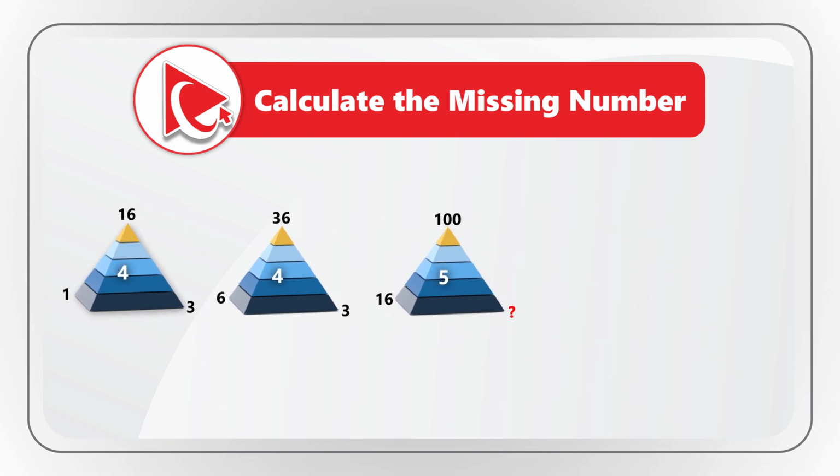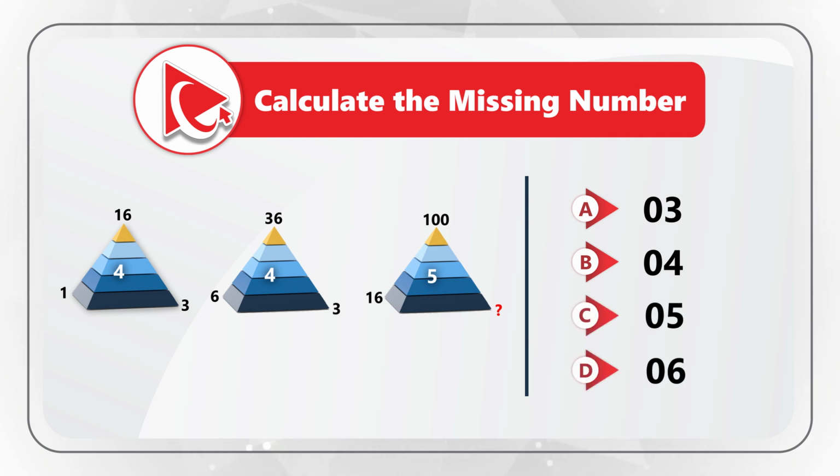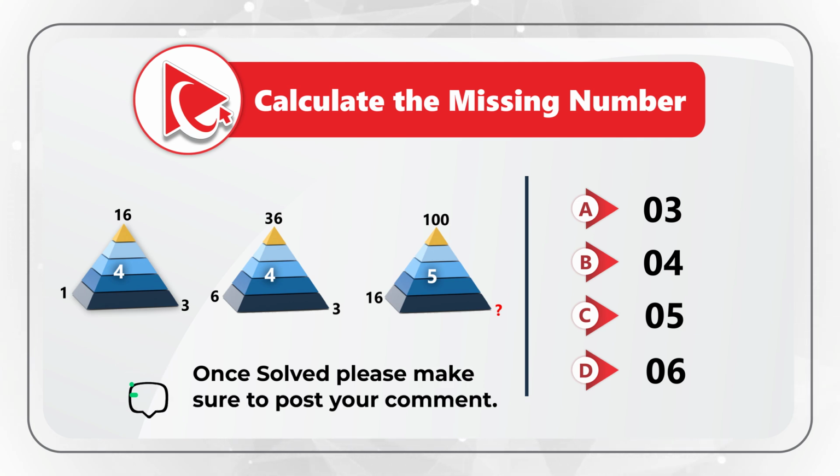And you have 4 different choices to find the missing number. Choice A, 3. Choice B, 4. Choice C, 5. And choice D, 6. Take a close look, maybe pause this video to see if you can come up with the solution. And once you solved it, please make sure to post your answer in comments. This would allow me to give you my feedback. Thanks for participating and good luck finding the solution.